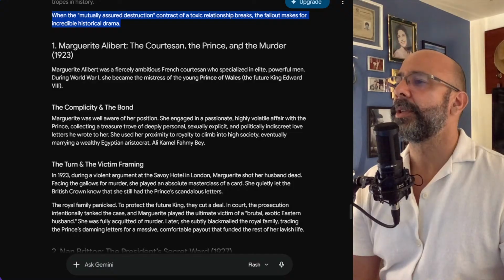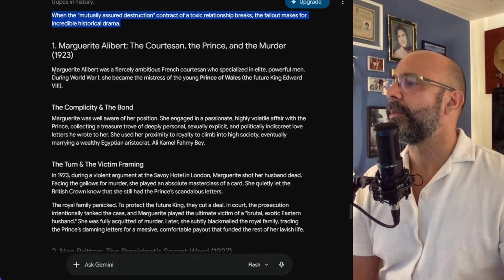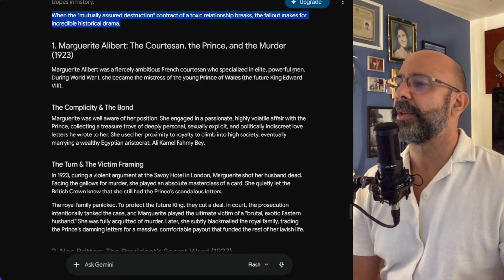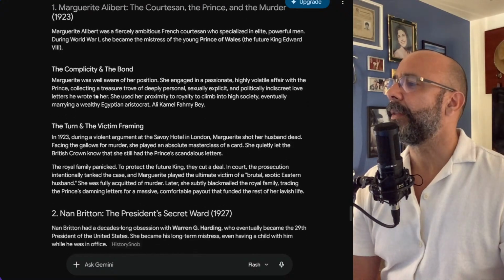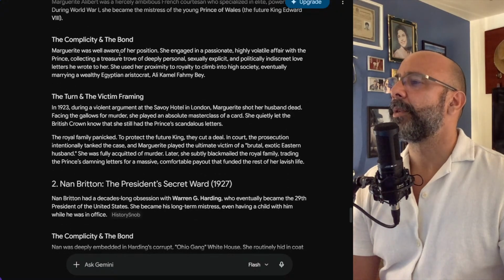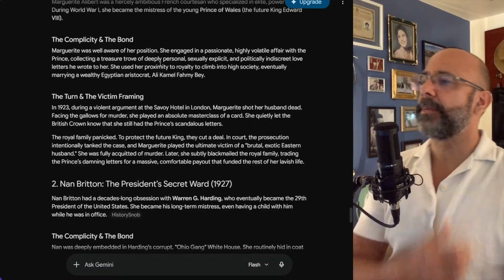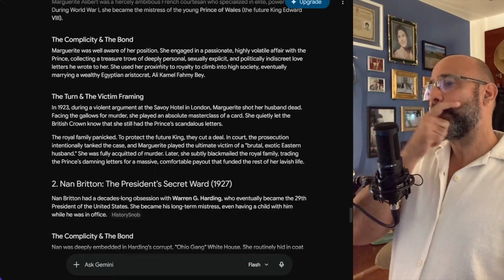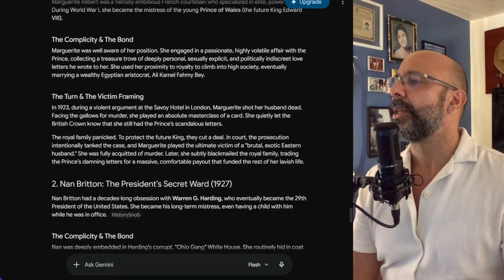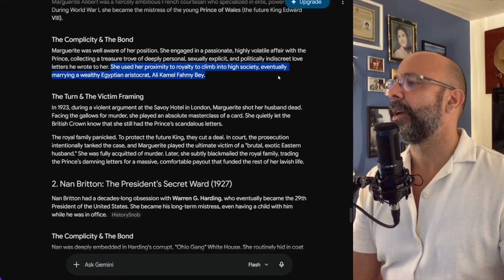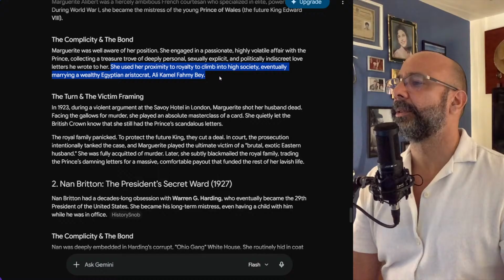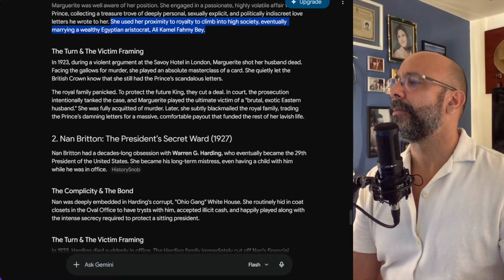Marguerite Alibert, the courtesan and the prince and the murderer. Marguerite Alibert was a fiercely ambitious French courtesan who specialized in elite, powerful men. During World War I, she became the mistress of the young Prince of Wales, the future King Edward VIII. Marguerite was well aware of her position. She engaged in a passionate, highly volatile affair with the prince, collecting a treasure trove of deeply personal, sexually explicit, and politically indiscreet love letters he wrote to her. She used her proximity to royalty to climb into high society, eventually marrying a wealthy Egyptian aristocrat. Okay. The turn in the victim framing.